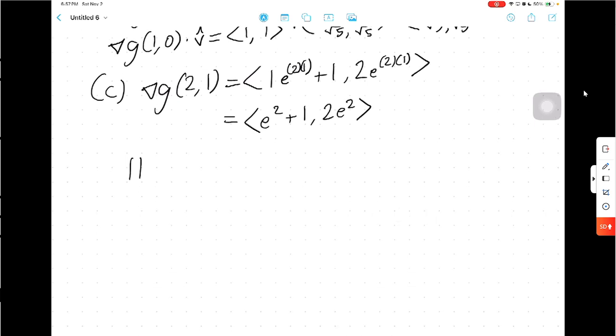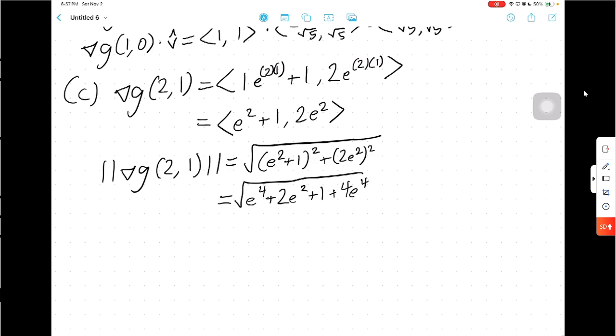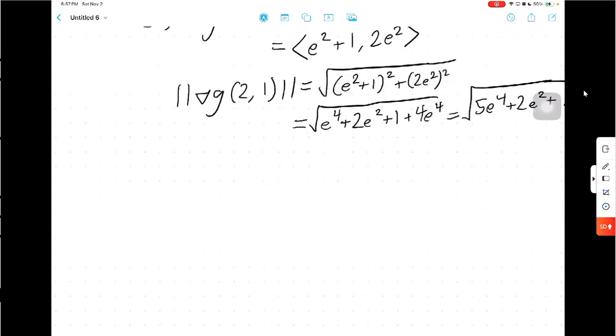And then the magnitude of this is going to be the slope at that point. E squared plus 1, squared, plus 2e squared, squared. E to the 4th plus 2e squared plus 1 plus 4e to the 4th. 5e to the 4th plus 2e squared plus 1.